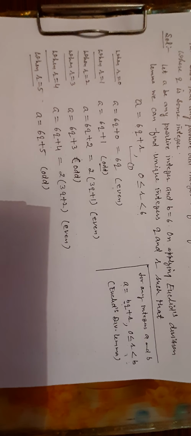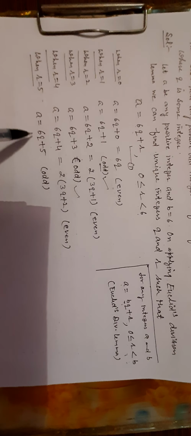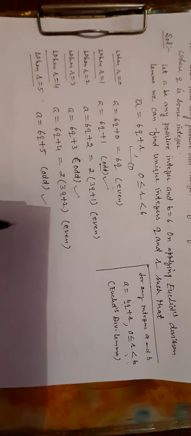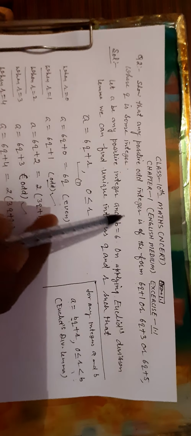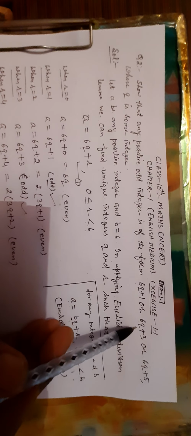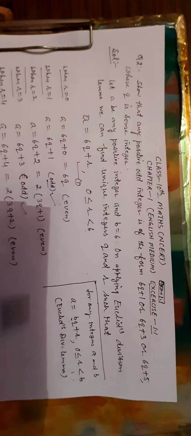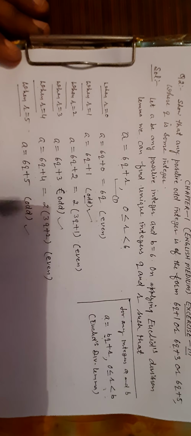Right? Now check the odd numbers. It is 6q plus 1, 6q plus 3, 6q plus 5. So this was our question: any positive odd integer is of the form 6q plus 1 or 6q plus 3 or 6q plus 5. So the odd numbers are here: 6q plus 1, 6q plus 3, 6q plus 5.